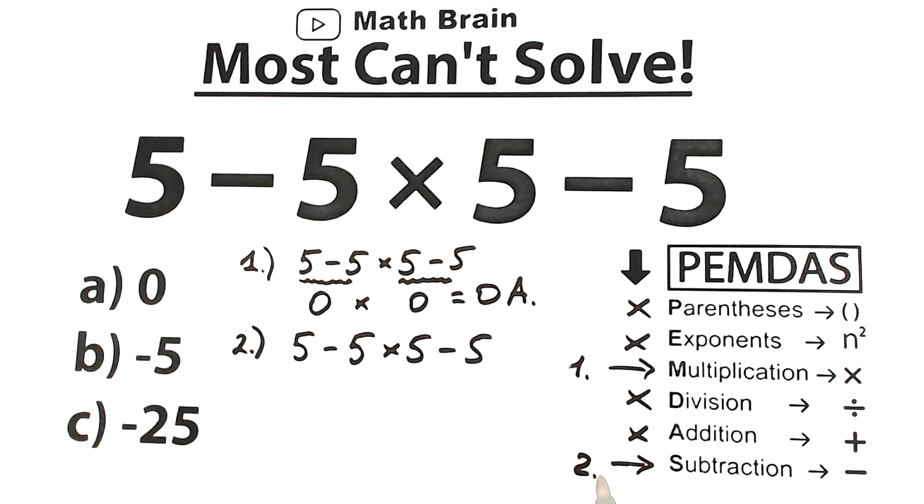Let's do this. So where do we have a multiplication sign? The multiplication sign we have right here, so 5 times 5. So let's do this. So what do we have? 5 minus 5 times 5, equal to 25. And we still have minus 5 in the end.